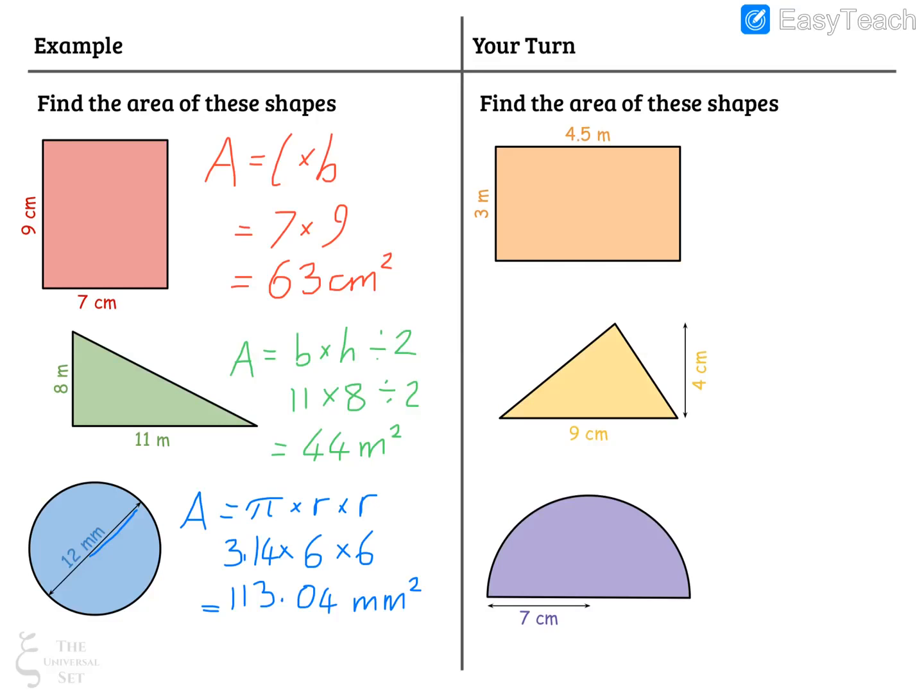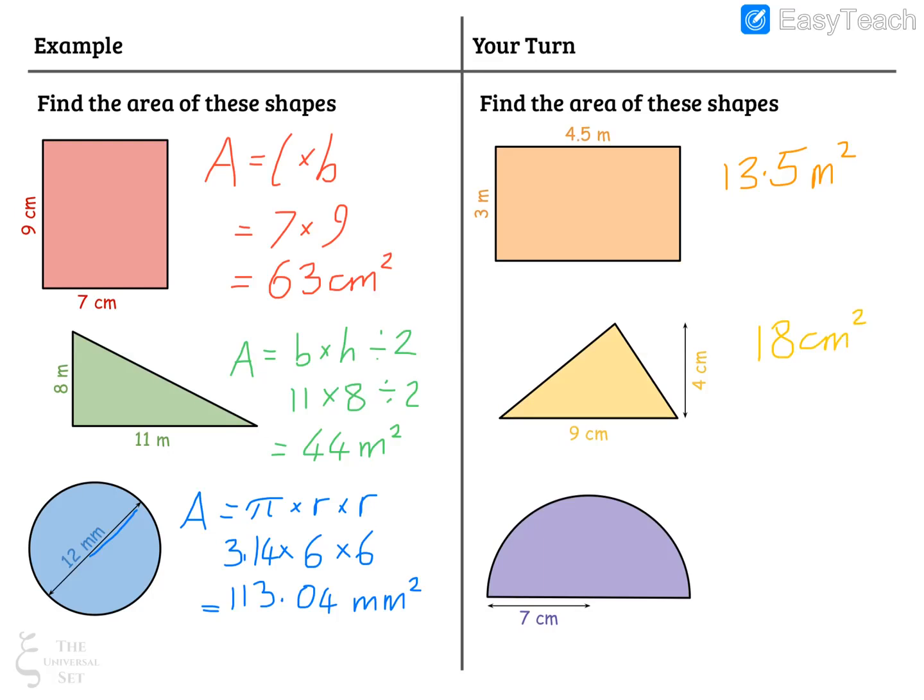Okay, how did we do? Let's go through this first one then. So the area should have been length times breadth for this rectangle. Hopefully we found that the answer was 13.5 meters squared. For this next one, it's a triangle, so we're doing base times height, but then we have to halve it. We should have found that the answer was 18 centimeters squared.